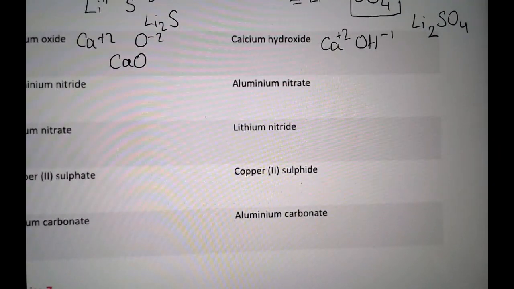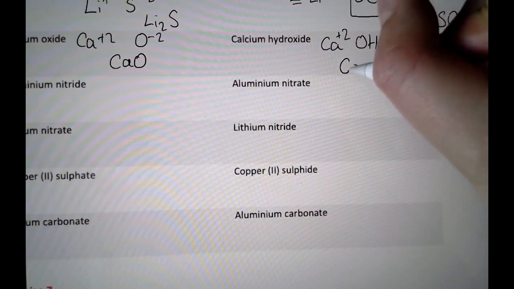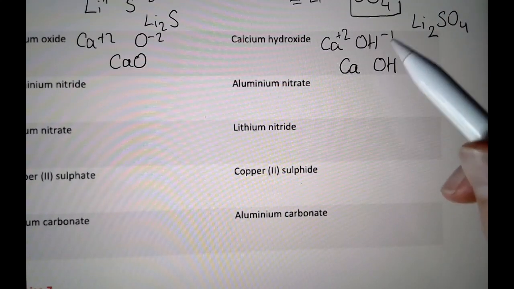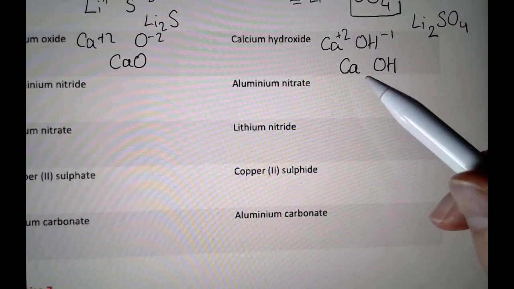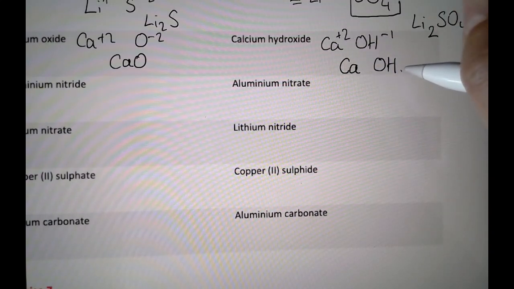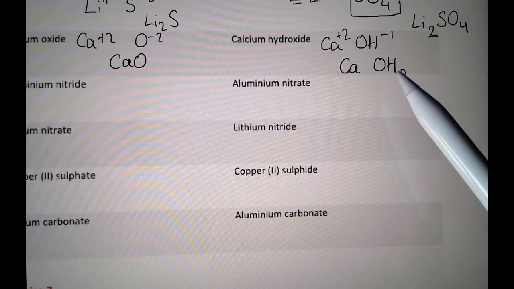And this one here is slightly different. Charges don't balance, I can see that. So I'm going to write down the formulas underneath, Ca and OH. The 1 I would be bringing across here next to the calcium, but I don't need to write it. The 2 I'd be bringing down here. But if I do this, CaOH2, what that means is I've got 1 calcium, 1 oxygen, and 2 hydrogens.